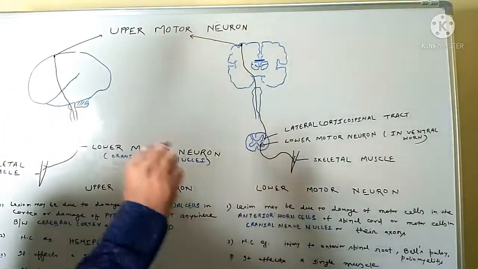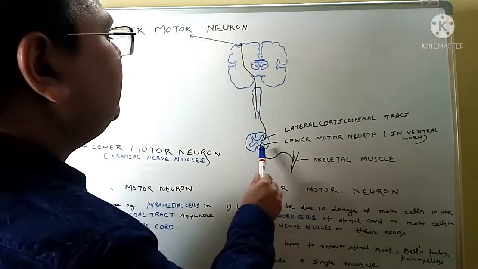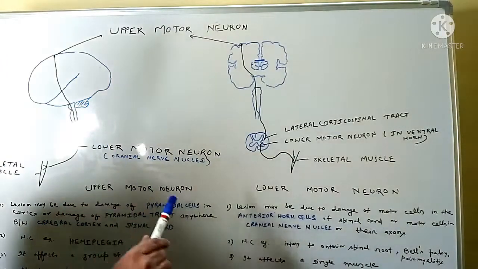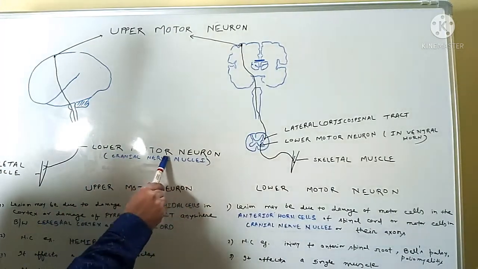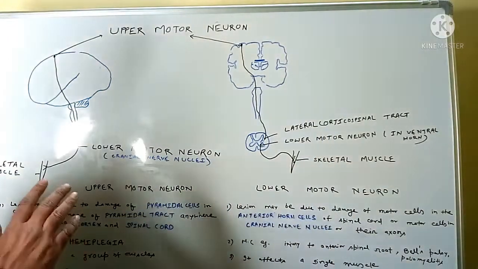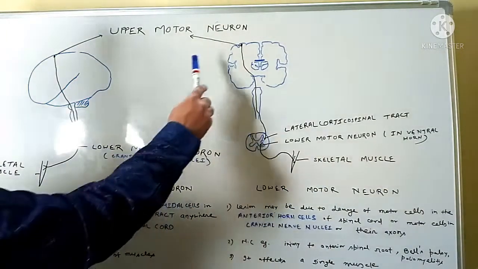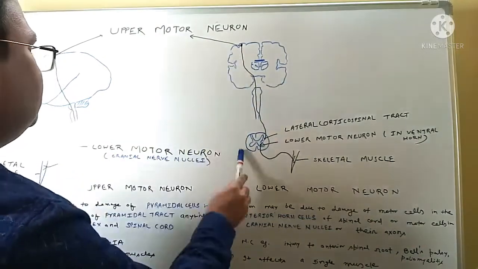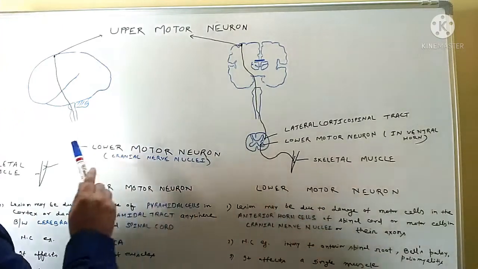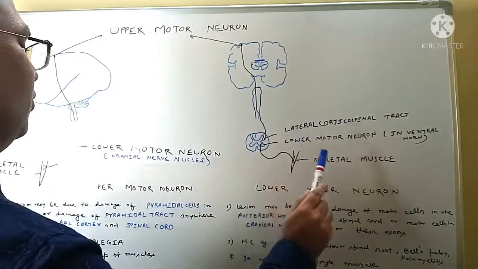In the lower motor neuron lesion, the lesion is due to the damage of the motor cells in the anterior horn cells of the spinal cord, or motor cells in the cranial nerve nuclei, or their axons. That is the lower motor neuron. And these are the differences between the upper motor neuron and the lower motor neuron. The lesion between the cerebral cortex and the spinal cord is the upper motor neuron, and lesion in the anterior horn cells of the spinal cord or the motor cells in the cranial nerve nuclei or their axons is the lower motor neuron.